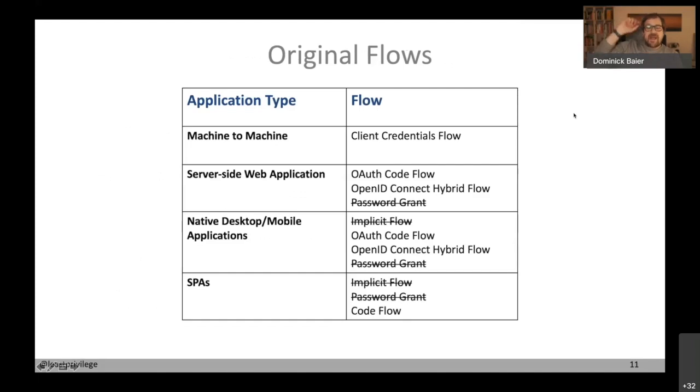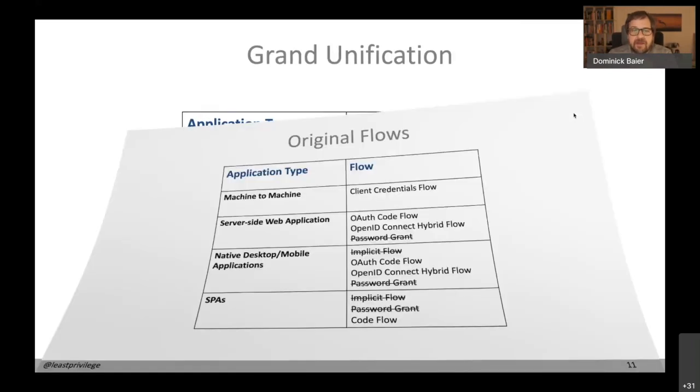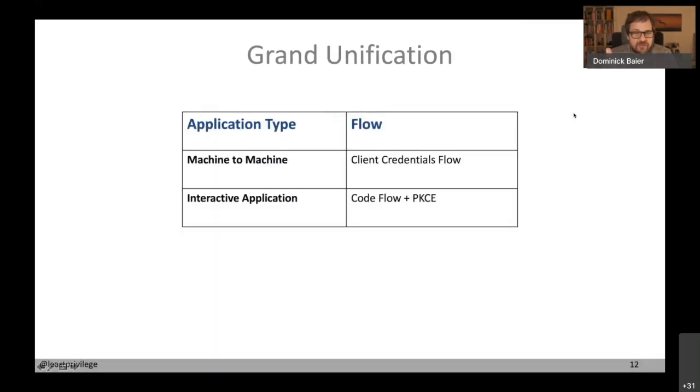So the nice thing about this simplification is when you look at all the different flows that we used to deal with for the different types of applications, some of them are gone. Implicit and password are gone. Some of them have been upgraded. The code flow, for example, has been upgraded to provide the same security properties as the hybrid flow in OpenID Connect. The nice thing is now, if you look at that, you can really simplify it basically to saying: if it's a machine-to-machine style communication, use the OAuth client credential flow. If it's an interactive application, use the code flow with this extra thing called PKCE, which I'm going to explain in a second.